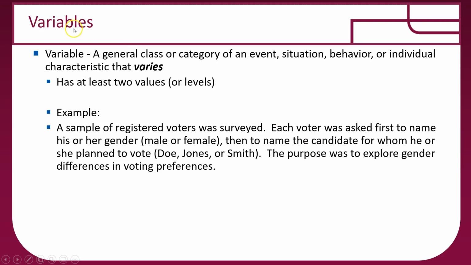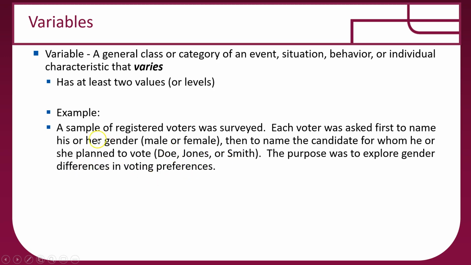Variables. When we do research studies, we need variables, and a variable is anything, a situation, event, or behavior that varies, meaning it has at least two levels or two values. So if we look here at this example, a sample of registered voters was surveyed. Each voter was asked to first name his or her gender, male or female, then to name the candidate for whom he or she planned to vote, Doe, Jones, or Smith. The purpose was to explore gender differences in voting preference.